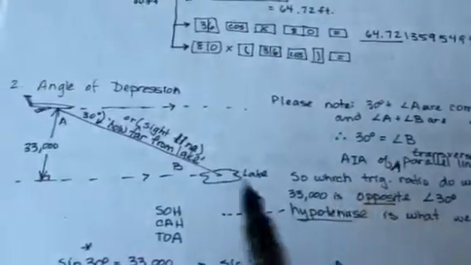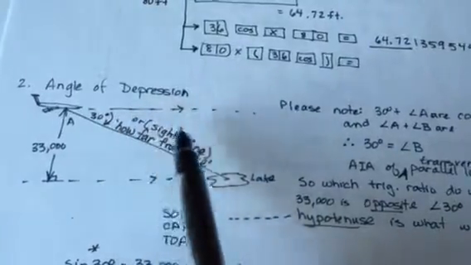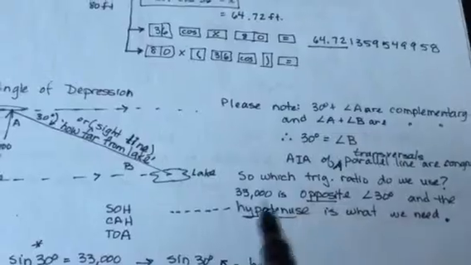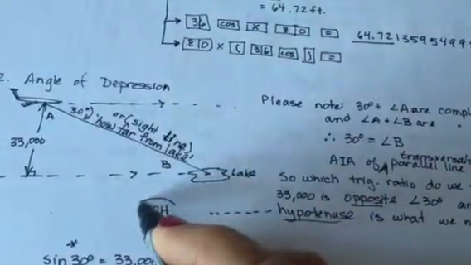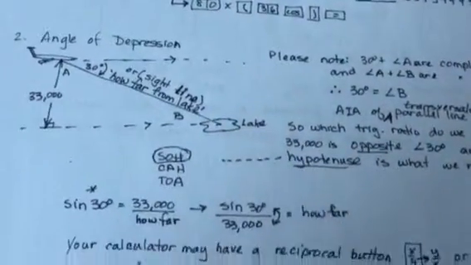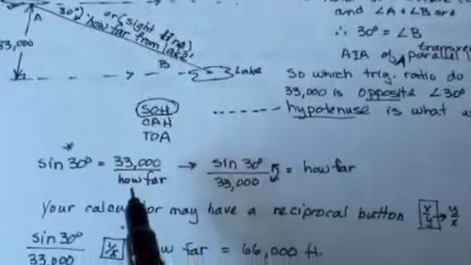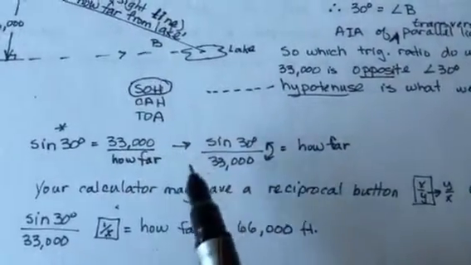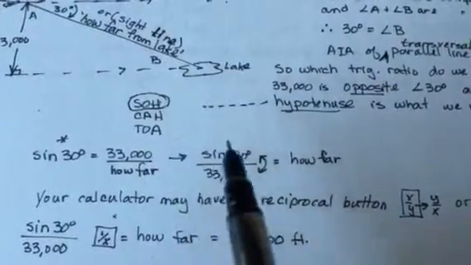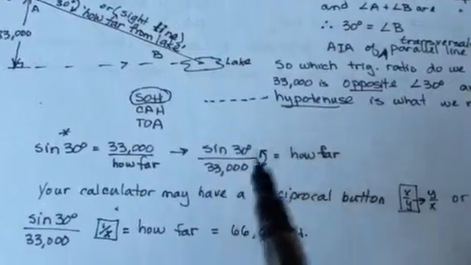33,000 feet is opposite either the B or it's opposite the 30 degrees. And the hypotenuse is what we need. So we're looking for opposite and hypotenuse. We see those right there. So we're going to use the sine. So the sine of 30 degrees equals our opposite, 33,000, over how far, which equals, and if I just divide both sides by 33,000, I will get sine 30 over 33,000.